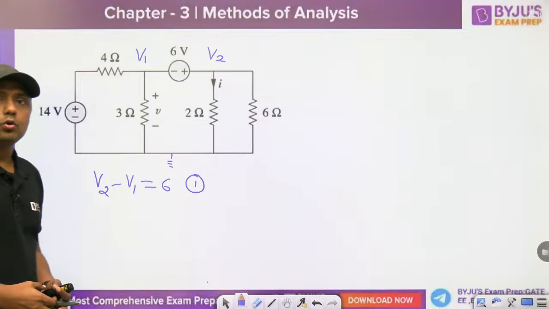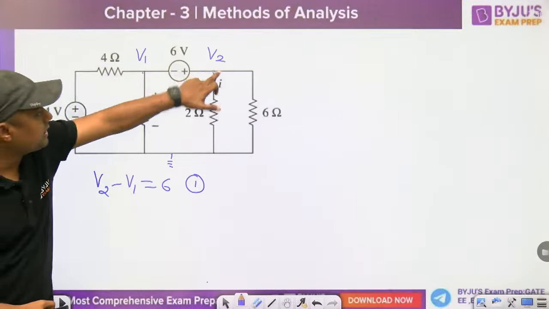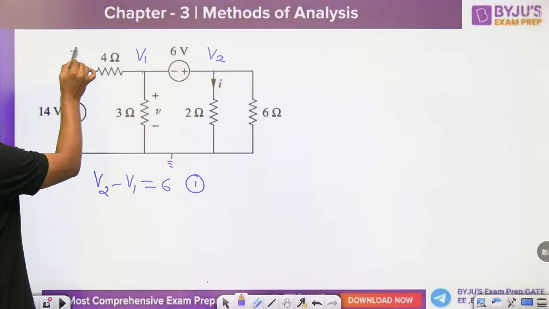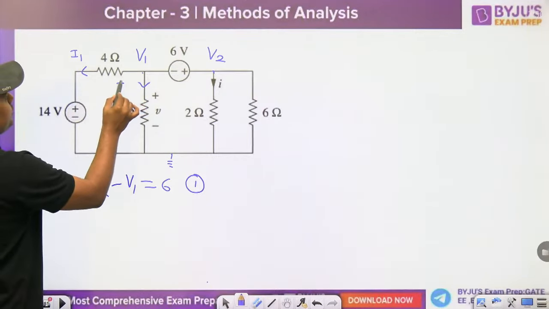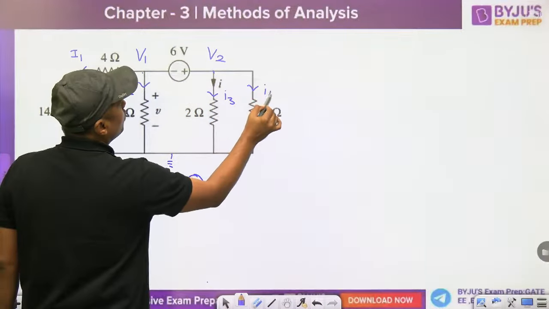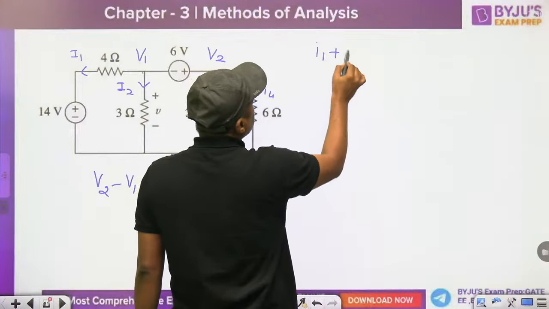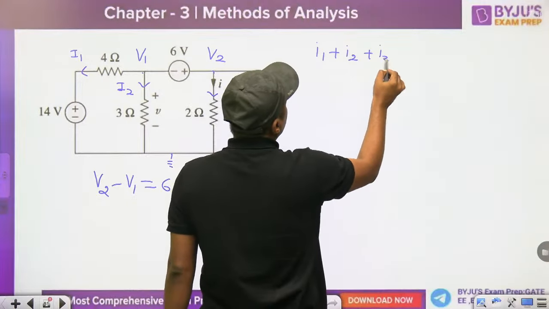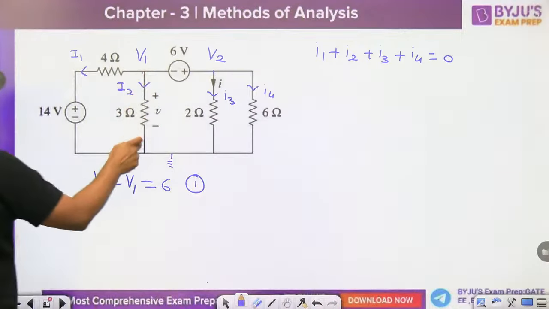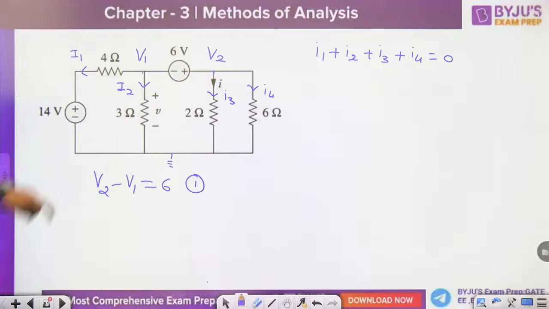Then what is the supernode? Apply the KCL at this point and at this point at the same time. For example, this current is I1, this is I2, this is I3, this is I4. All are outgoing currents. So what is the meaning of the supernode? I1 plus I2 plus I3 plus I4 is equal to what? 0.